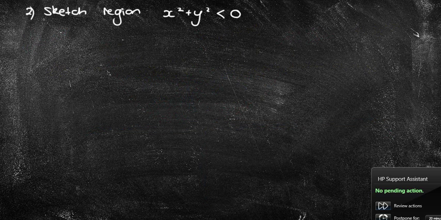Okay, next question. We've got sketch the region x squared plus y squared is less than 0. So we know that's a circle. We should know at this point that the circle has a center of 0, 0, and we have a radius of 0. And that's not going to work, is it? So I'm just going to change that. I'm not sure where that question came from. I'm going to change it to 4. So we've got a radius in this case of 2.